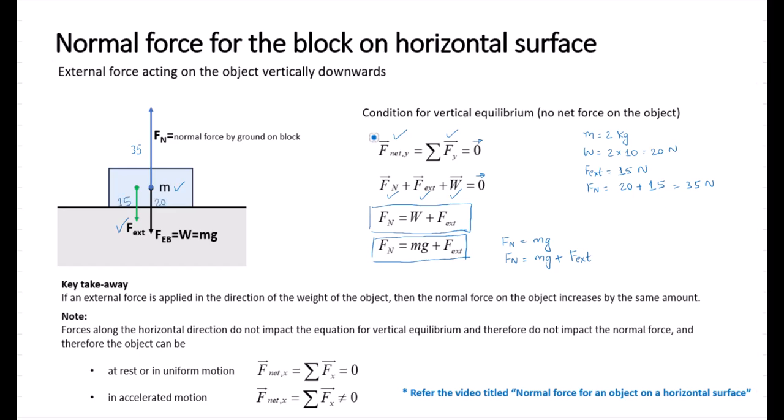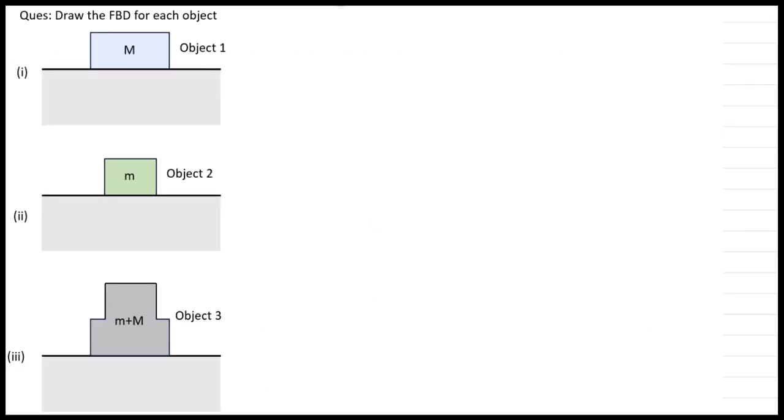So 15 plus 20, 35 acting vertically down should balance the normal force, which is 35 Newton acting vertically up. So let's take up some questions now. Draw the free body diagram for each object. Let's focus on figure 1.